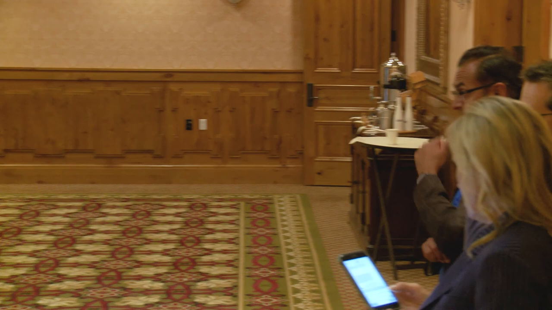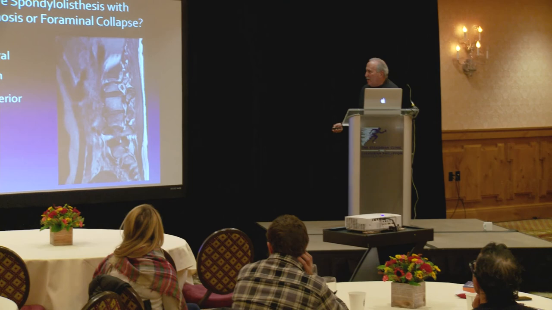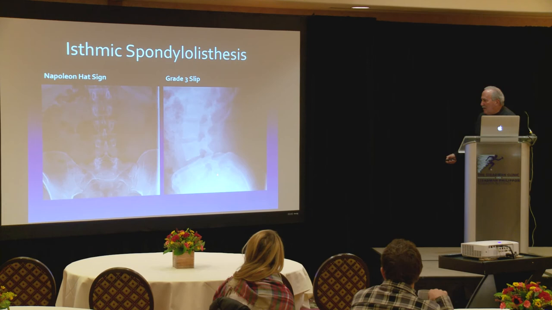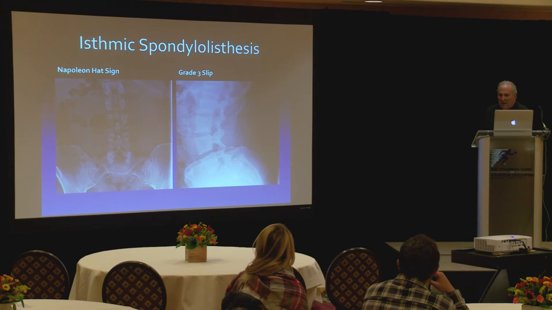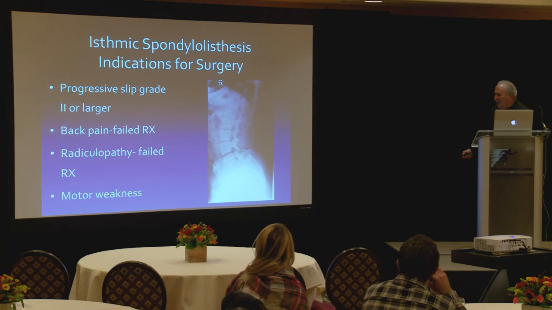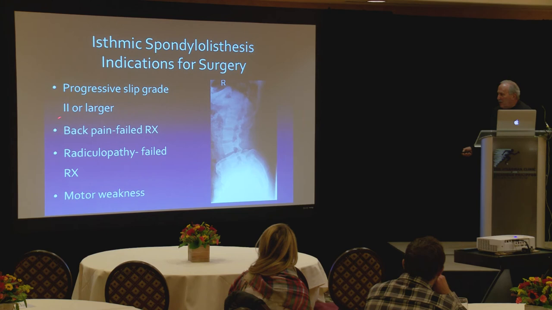Okay. So we won't spend the time with every specific disorder, but if you have something like this, a grade 3 ischemic spondylolisthesis, you can treat that all day long and you're never going to reduce that. And unfortunately, the slip can progress, so they do need fusions. And again, for these, the indications are a progressive slip, grade 2 or larger, back pain with failed treatment, radiculopathy that's failed, and motor weakness.